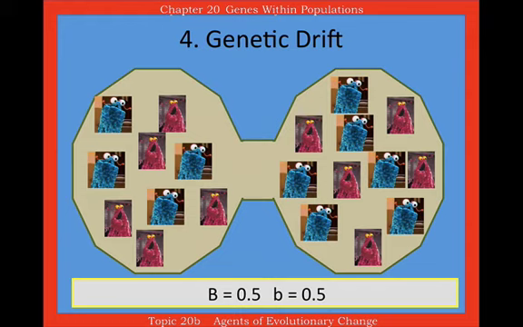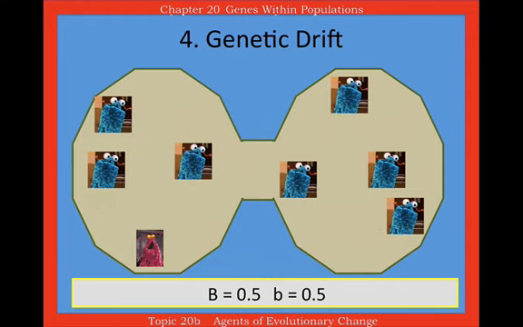In this case, we'll say it's a hurricane that randomly removes the majority of the red individuals. When this occurred, the allele frequency was shifted to favor blue. So most of the offspring of this population would be blue, even though the red allele is dominant.